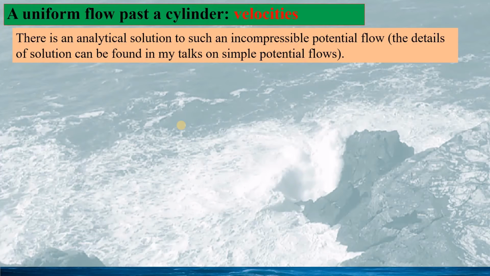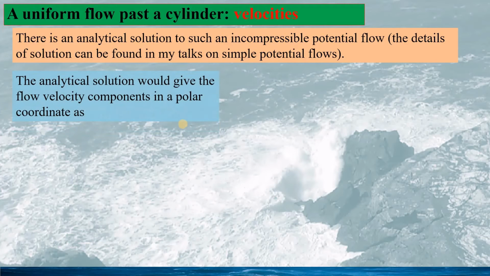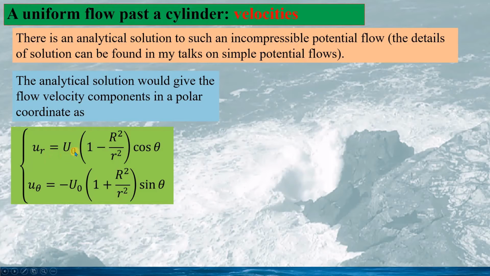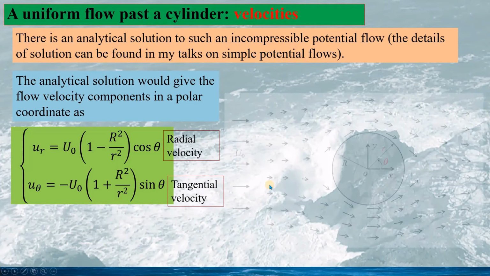For such a potential flow, the uniform flow past a cylinder, there is an analytical solution. The details of the solution can be found in my talk on simple potential flows. Here, the solution is given for the velocity component in polar coordinates as ur and u theta. ur is the radial velocity, and u theta is tangential velocity.